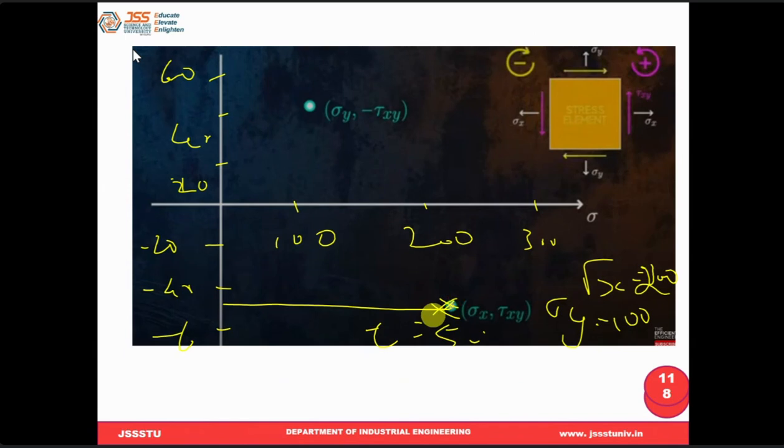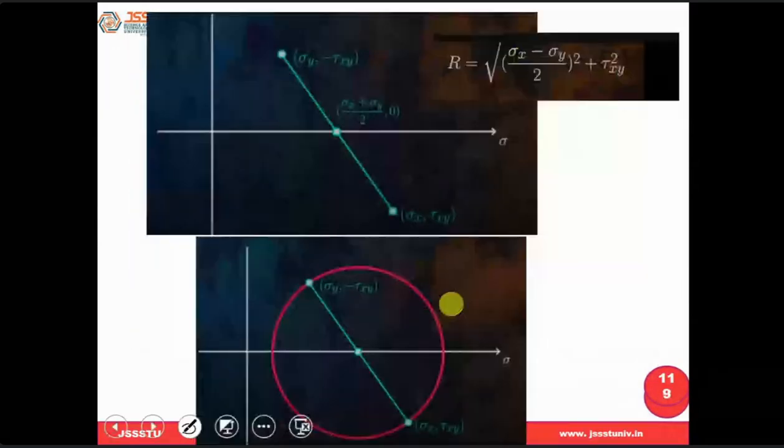Similarly, sigma y is 100, so 100 is here. Similarly, minus tau xy is +50, and tau xy is +50. I will mark this here. So now I got 2 points, right? Yes, sir. So now what I'm going to do, I'll join the line through these points.